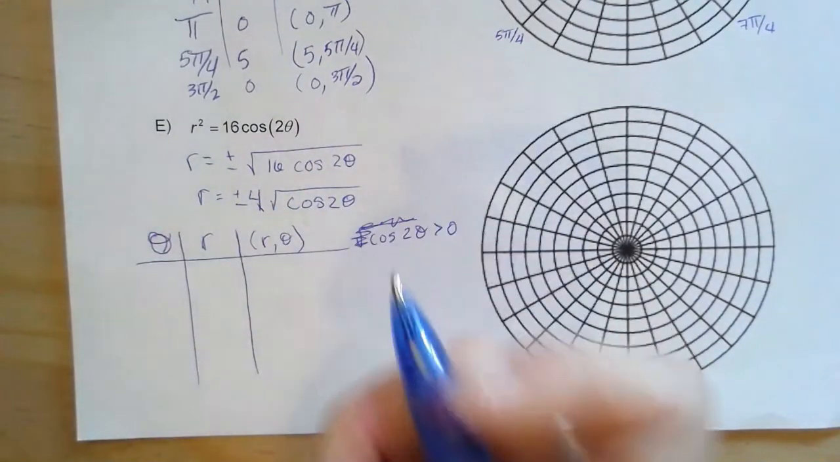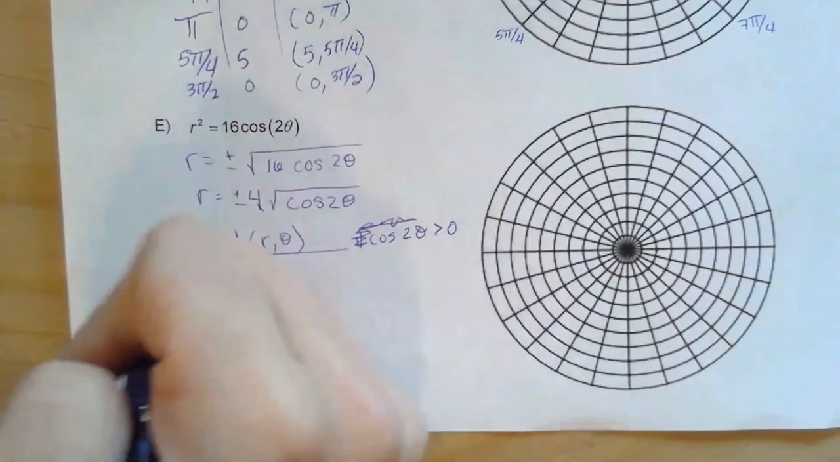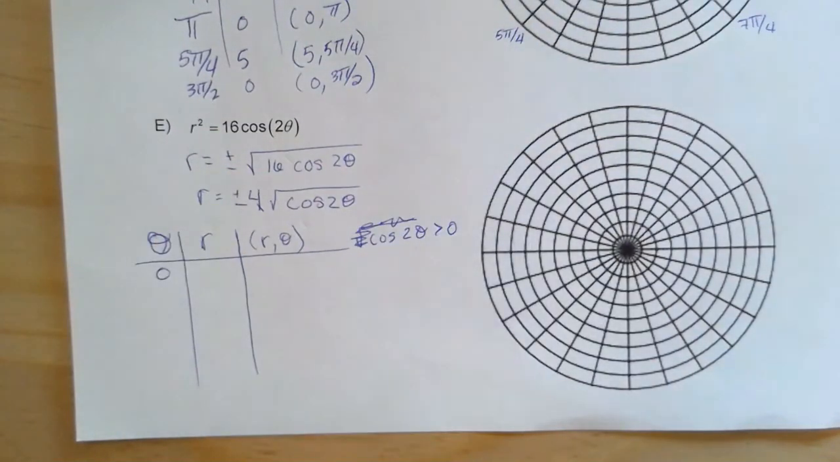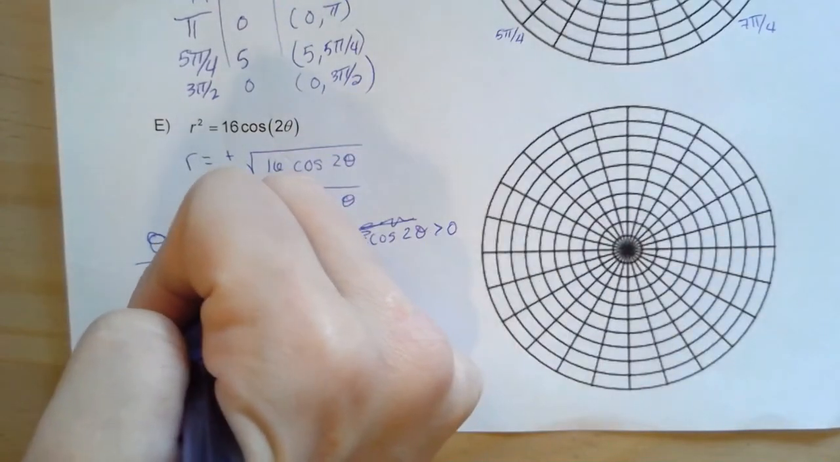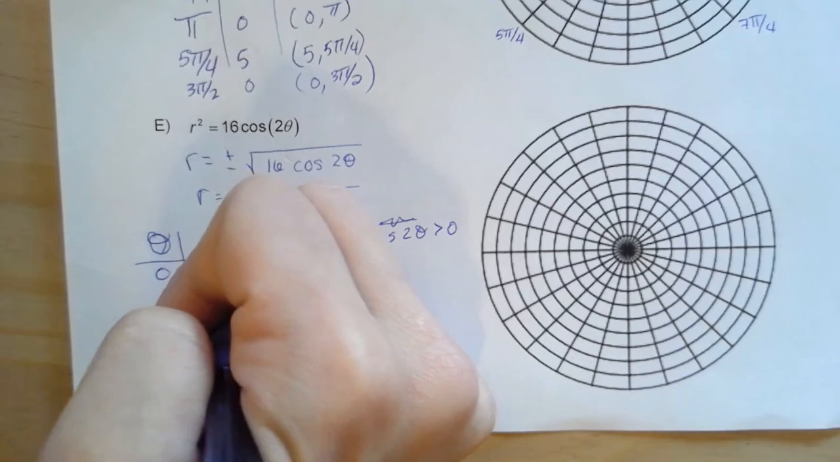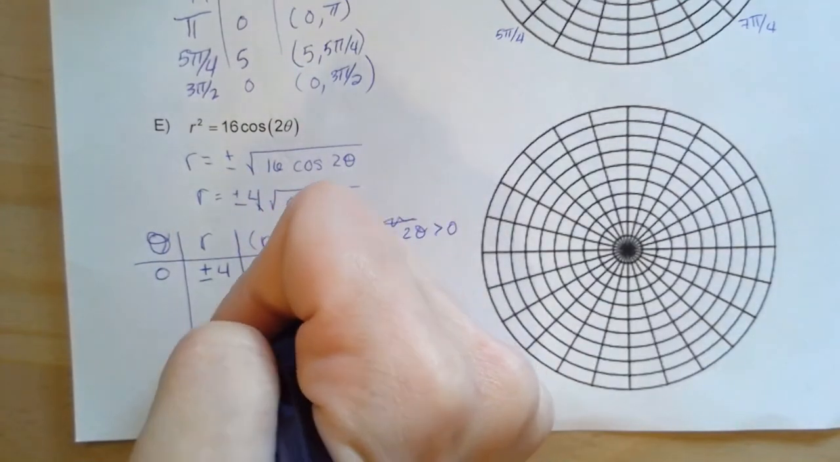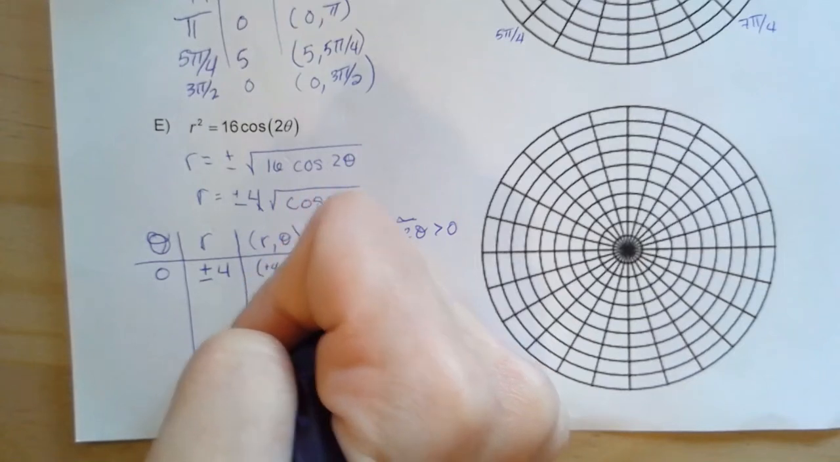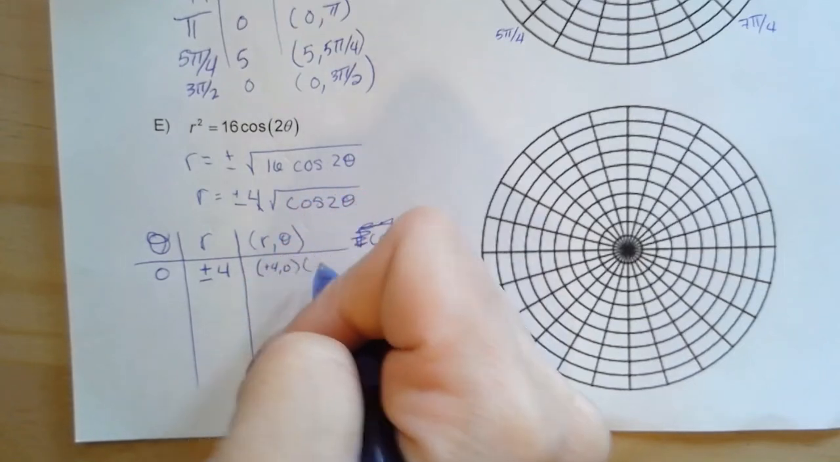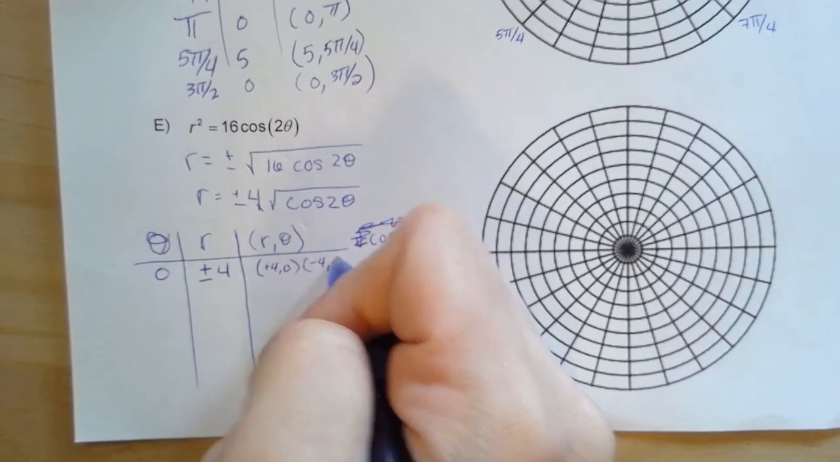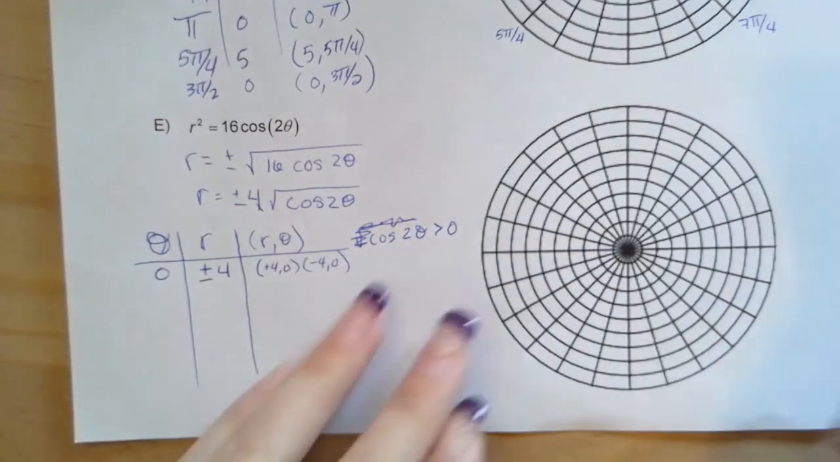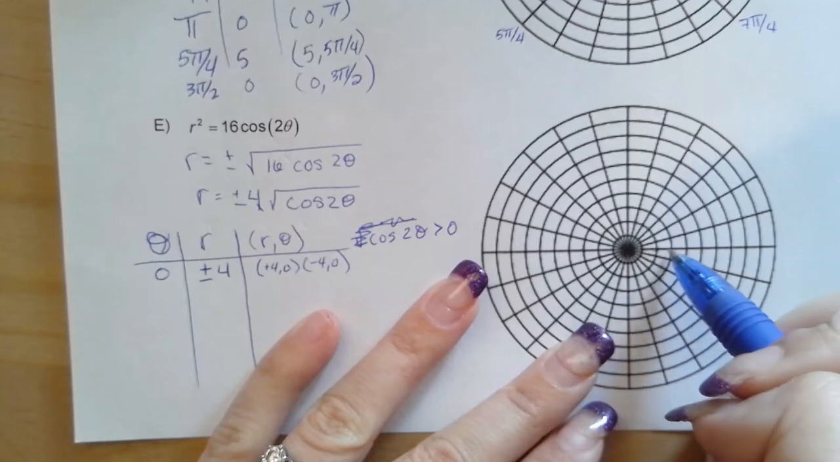Now I'm going to go through this, but then we'll have that discussion of where that pops up. So let's start at 0. So 0 times 2 is 0. Cosine of 0 is 1. Square root of 1 is 1. So we have a plus minus 4. Okay, so we have two coordinates. Plus 4, 0, and negative 4, 0. Okay, so at 0, I have 1, 2, 3, 4.